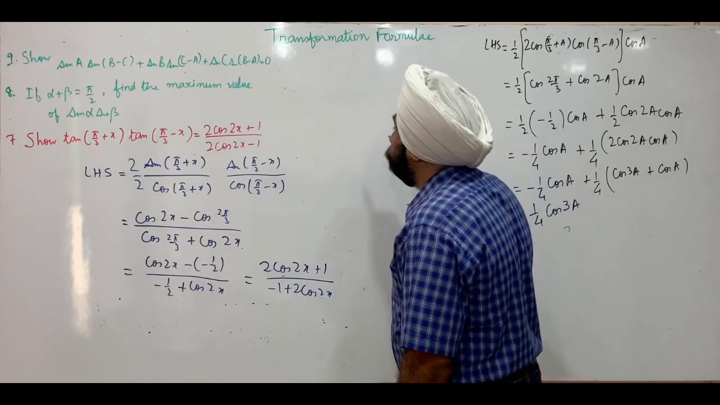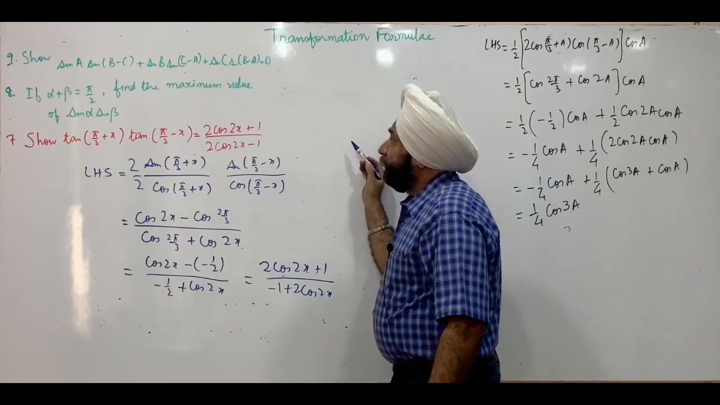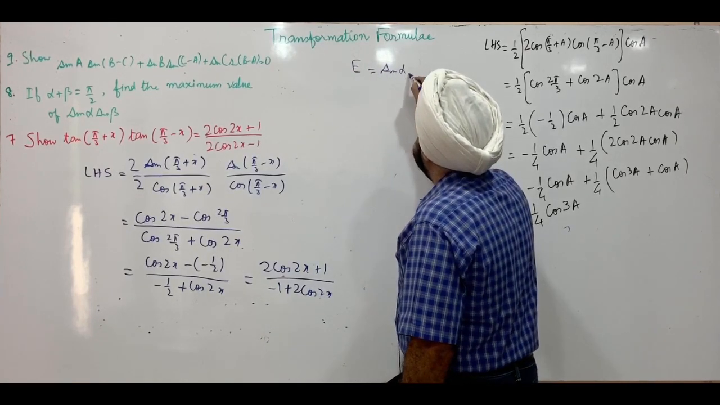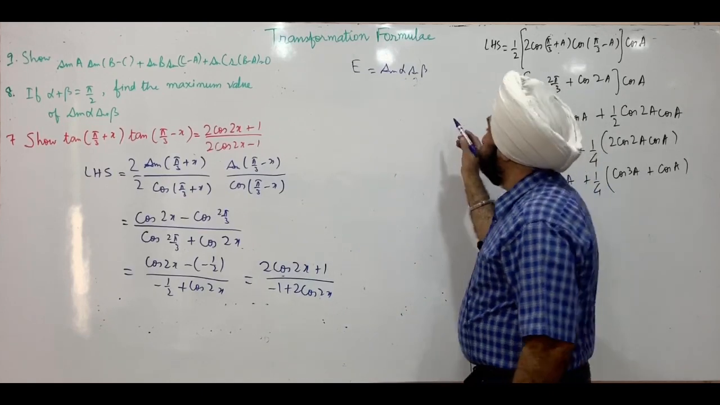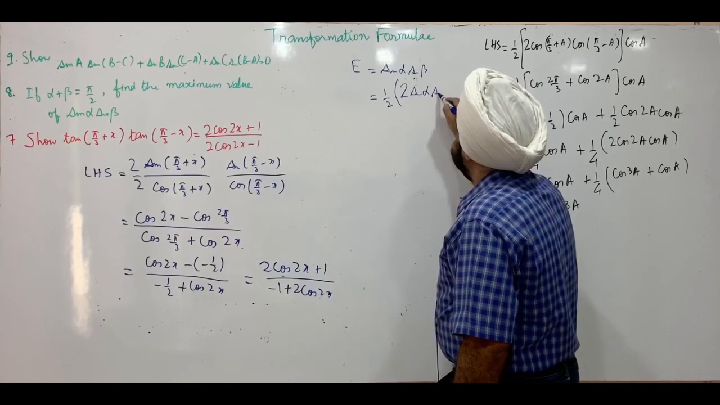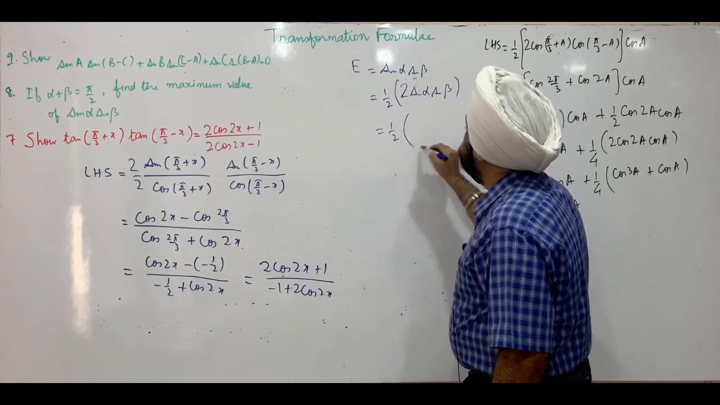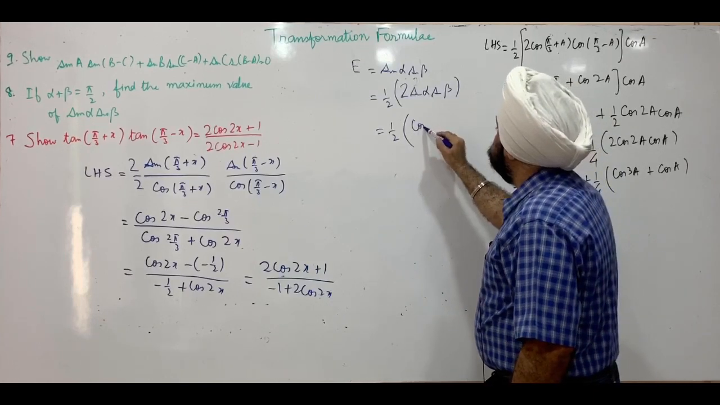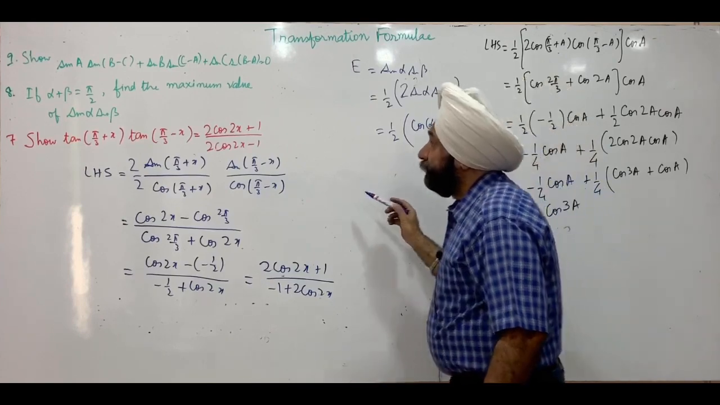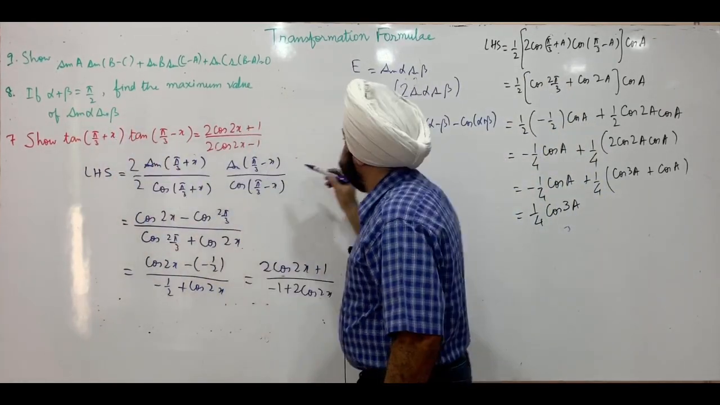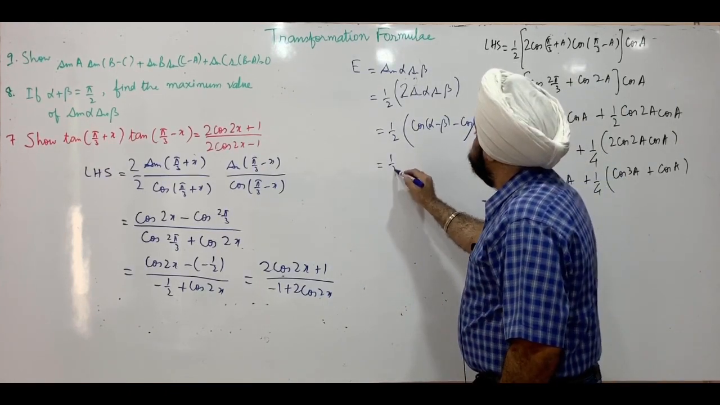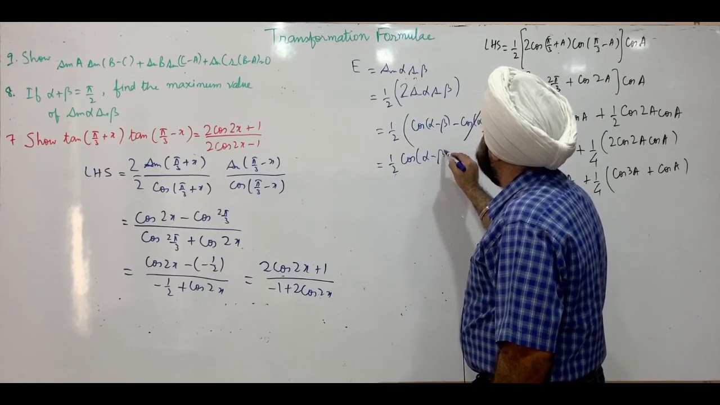The eighth question. We have to find the maximum value of sin alpha into sin beta. Let us say this expression is E, sin alpha into sin beta. This is product of two sines. Multiplying and dividing by 2, this is 2 sin alpha into sin beta. And we know 2 sin alpha sin beta is cos of alpha minus beta minus cos of alpha plus beta. Alpha plus beta in this question is given pi by 2. So cos of pi by 2, this will be 0. So this expression reduces to half cos of alpha minus beta.